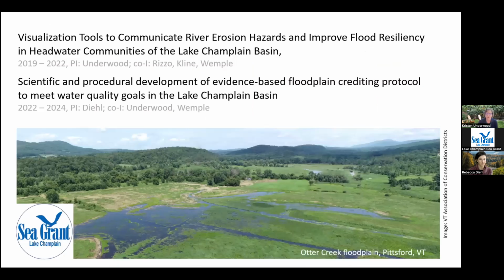The tools that we'll be introducing today have been developed with support from two separate Sea Grant projects awarded to myself and Rebecca, and we'll both be reporting out on some of the key findings from these projects today. Integral to both of the projects are floodplains, and so I just have a few introductory remarks about floodplains and their value.